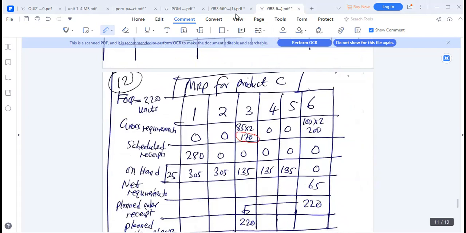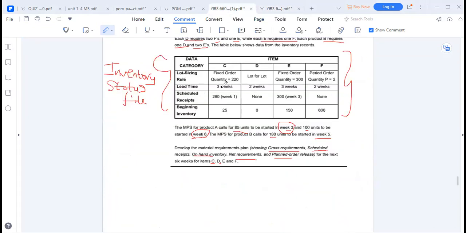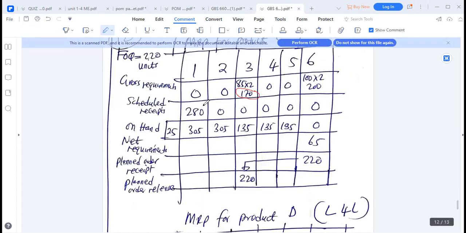The scheduled receipts they had given us for C is 280 in week 1. The on hand was 25. So meaning that we have this 280 plus this 25, which is giving us 305. And this is our demand. Gross requirement is the same as demand. So whatever came from our suppliers and what we opened with, we aggregated. So we're getting the 305 here.